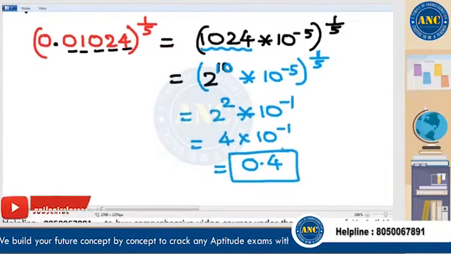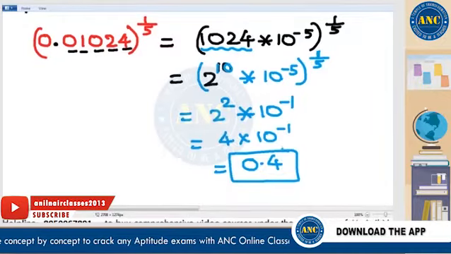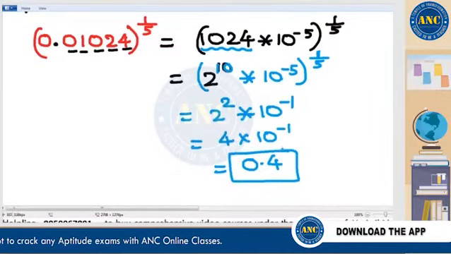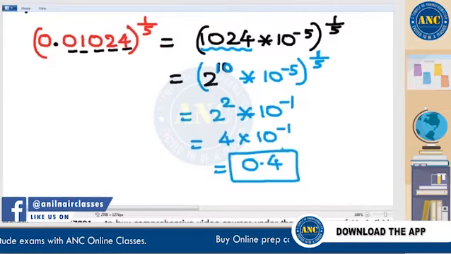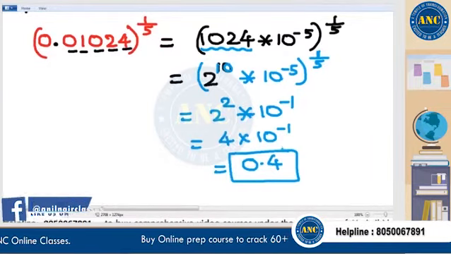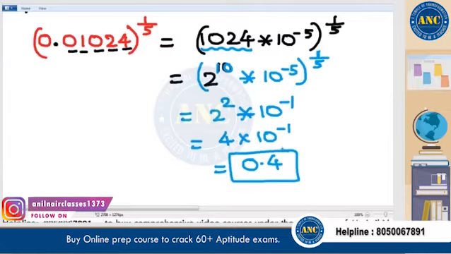The answer for this question is 4 by 10, which is 0.4. Slowly we will understand what are the next varieties of questions which might occur in our examinations.